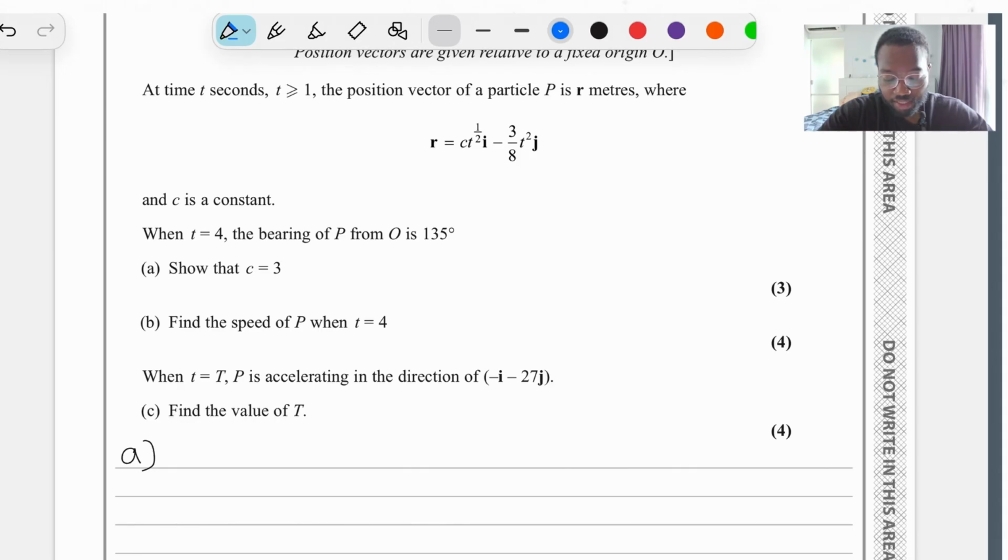Show that c is equal to 3. Okay, well, first things first, we're told that when t is equal to 4, we have the bearing of P from O is 135. So let's put 4 into t in the equation. So therefore, what does that give us?